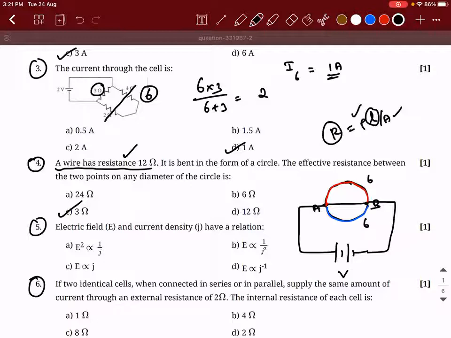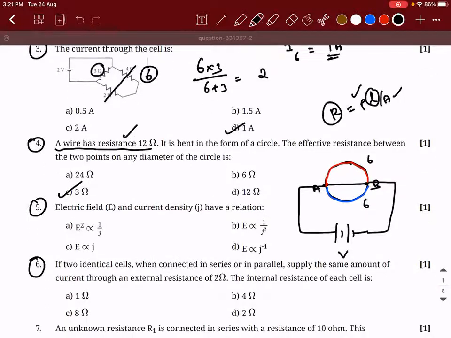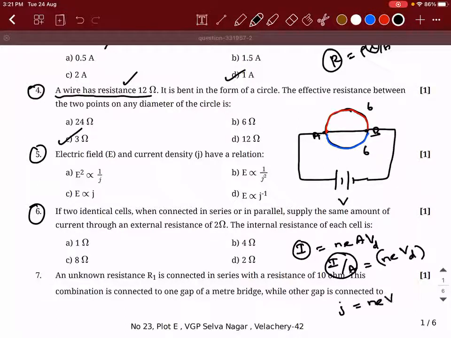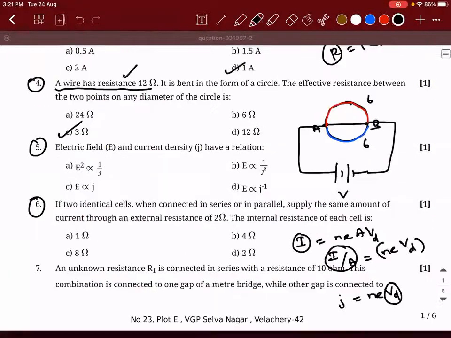E is directly proportional to J. That's right. So E is equal to, you will get something. So it's very simple. How to get this? I is equal to NEA into VD. So I by A will give you the current density, J, which is NE into VD. But what is VD, guys?